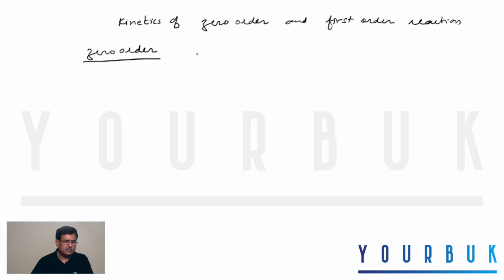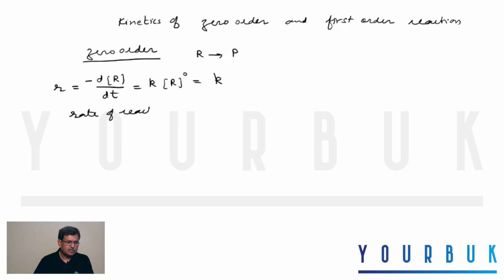Now suppose this is a reaction given, R gives P, where R stands for reactant and P stands for product. Then the instantaneous rate of disappearance of R is given by this equation. R raised to power 0, because we have assumed that the order of the reaction is 0, and this is equal to K. It means the rate of a reaction is independent of the concentration of the reactant. This is the first point.